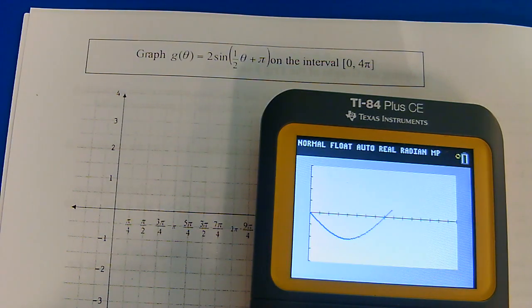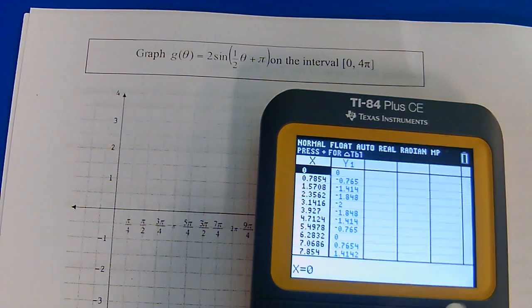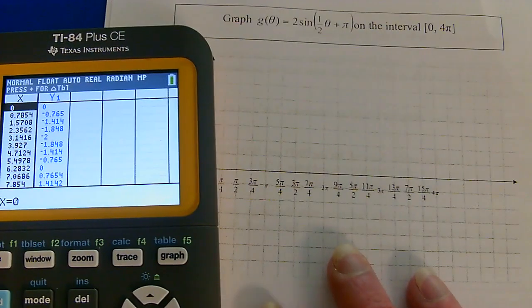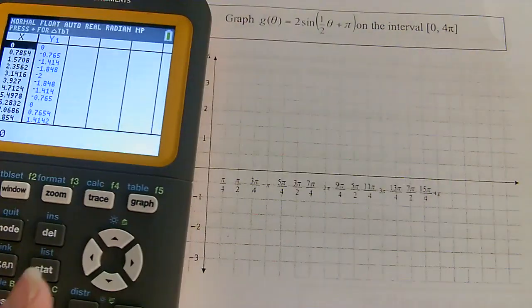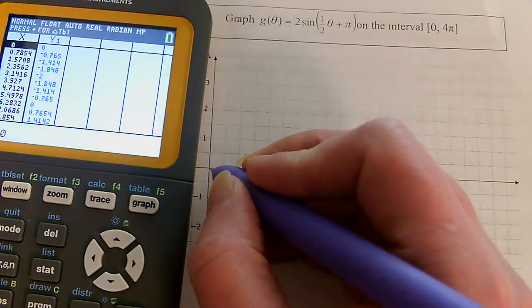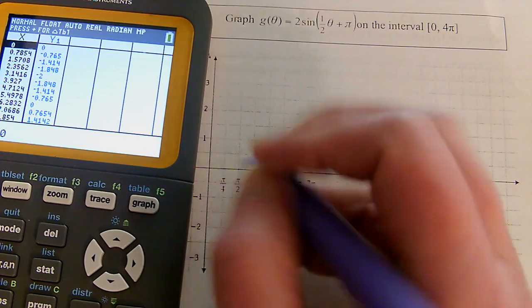Whoa! Those are some big waves this time. And I'm going to go to the table. And remember, I'm counting by pi over 4s because we set the table to do that. And it is going, 0. Wait, hold on.